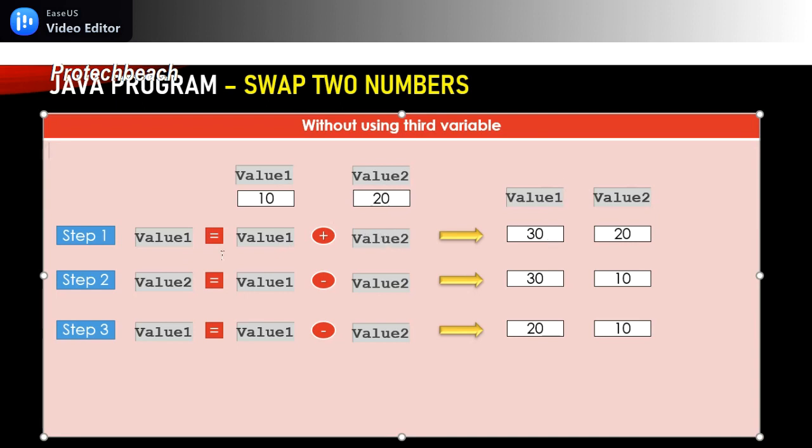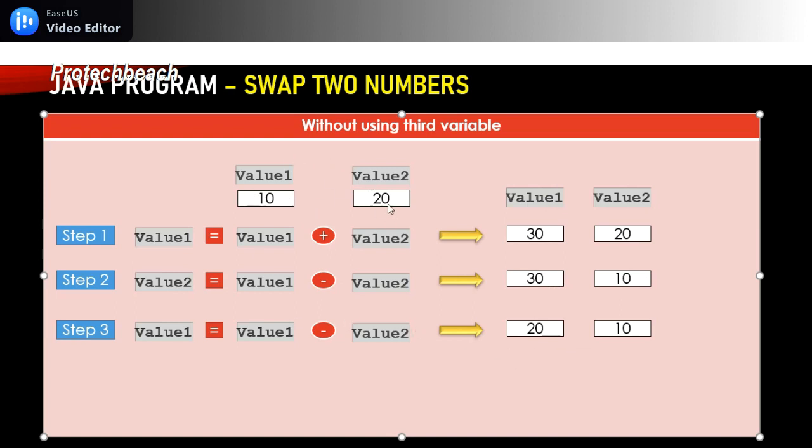Now the next step: value 1 minus value 2. Value 1 I have 30, correct? So value 1 minus value 2, like 30 minus 20, and I'm assigning that to value 2. So in this step value 2 becomes 10, and value 1 stays 30, since I'm not modifying it. Half of the target is done now, because value 2 already got 10.